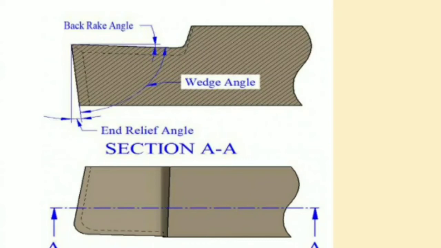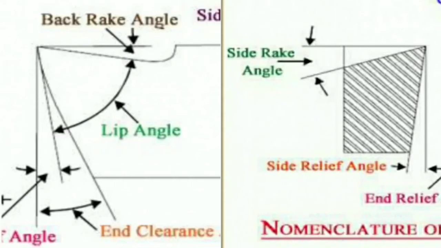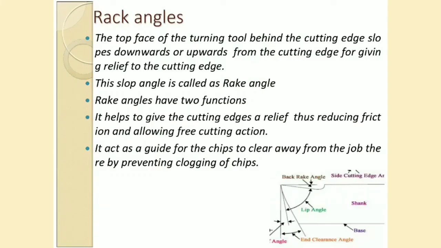Next, rake angle. The top face of the turning tool behind the cutting edge slopes downward or upward from the cutting edge to give relief to the cutting edge. This slope is called rake angle. It is given to the tool for two purposes. The first function of the rake angle is to give relief to the cutting edge, reducing friction and allowing free cutting action.